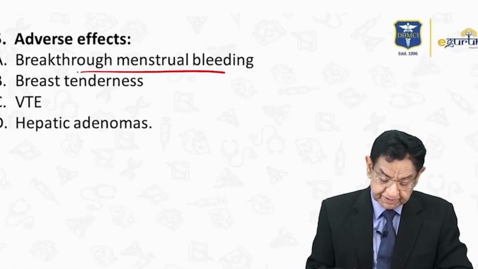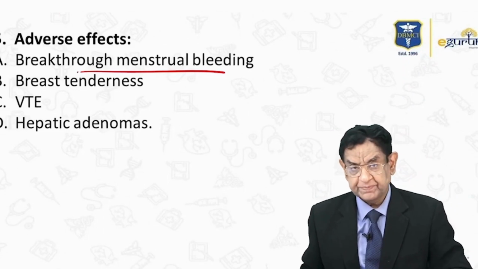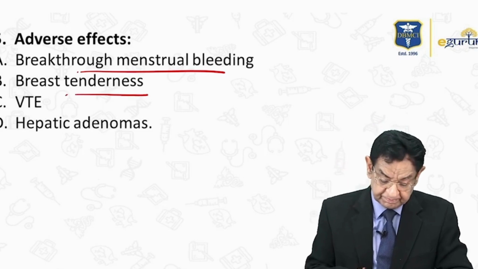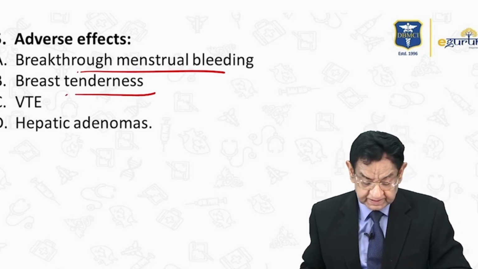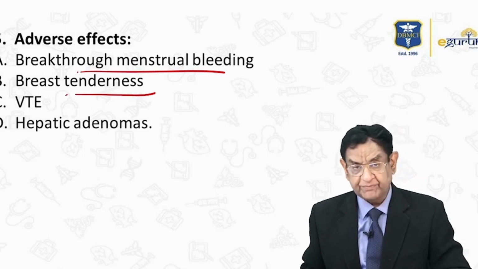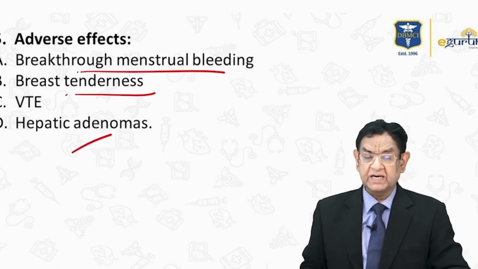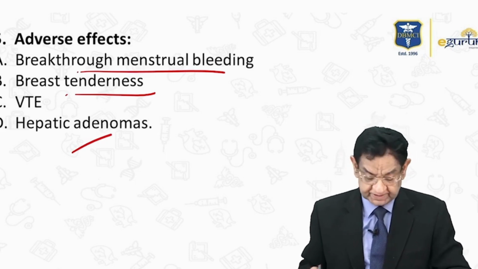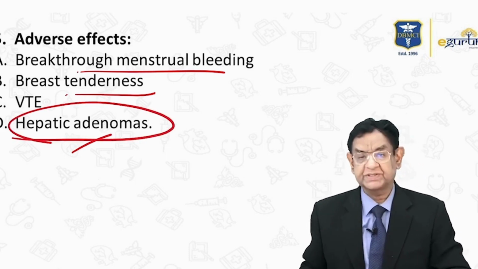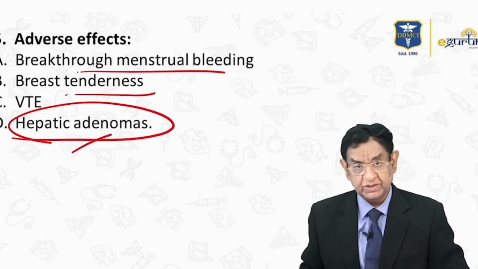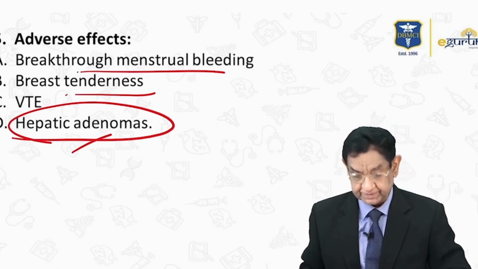Adverse effects: breakthrough menstrual bleeding, breast tenderness, then embolic phenomena, and hepatic adenomas are the important side effects. This is a very, very commonly asked question. Hepatic adenomas, not carcinoma. Point to note.